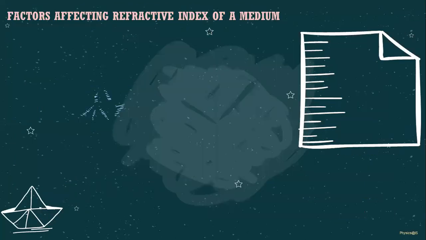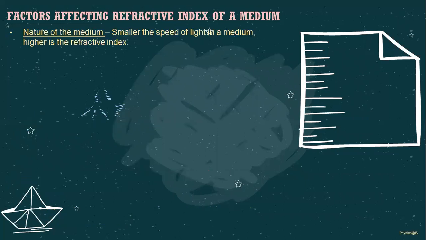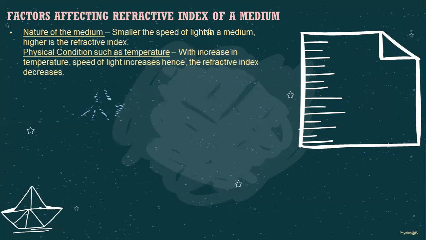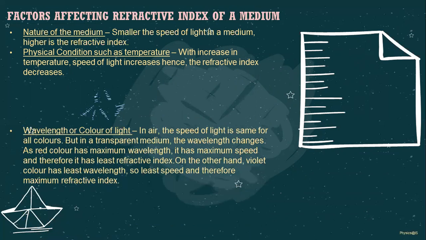Factors affecting the refractive index of a medium. The nature of the medium: smaller the speed of light in a medium, higher is the refractive index. Physical conditions such as temperature: with increase in temperature, the speed of light increases, hence the refractive index decreases.